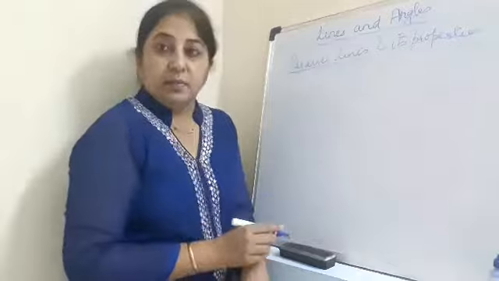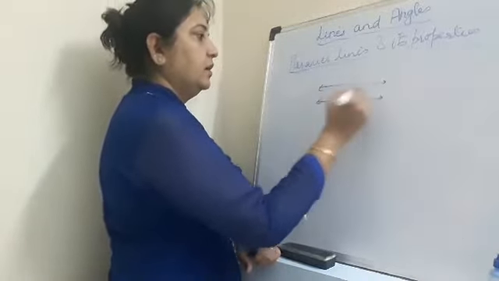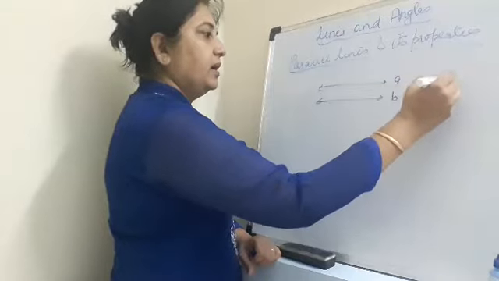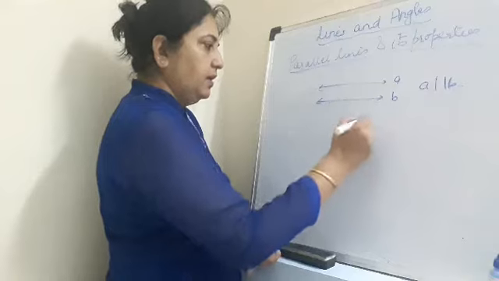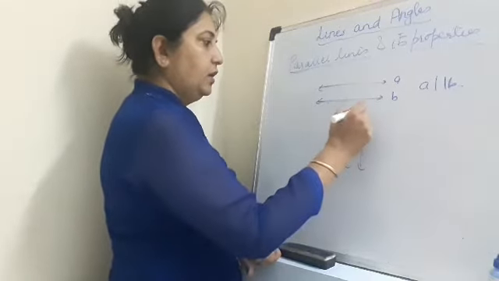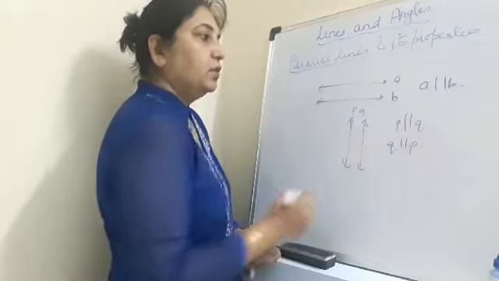Now you all know what parallel lines are. These are the parallel lines, right? A and B. A is parallel to B. These are parallel lines PQ. P is parallel to Q, or we can also write Q is parallel to P.